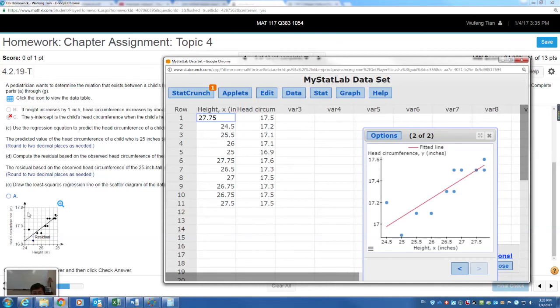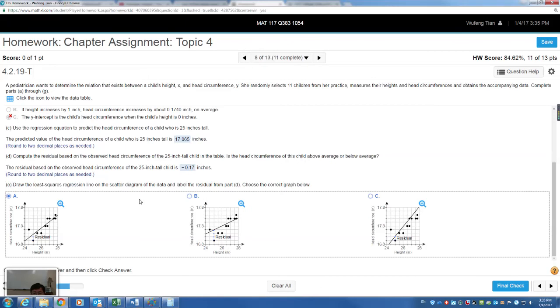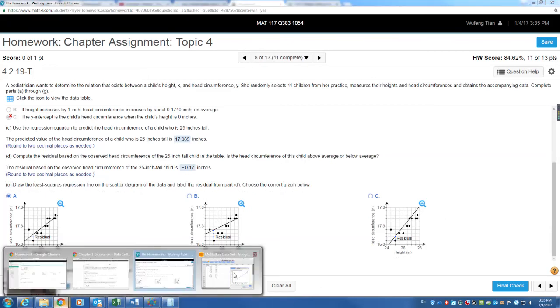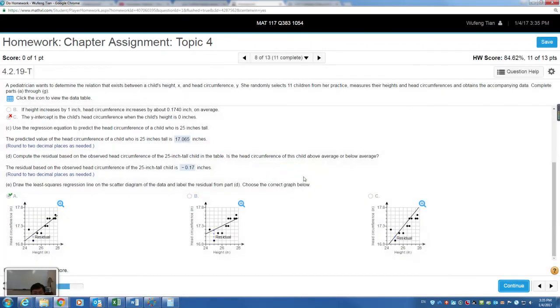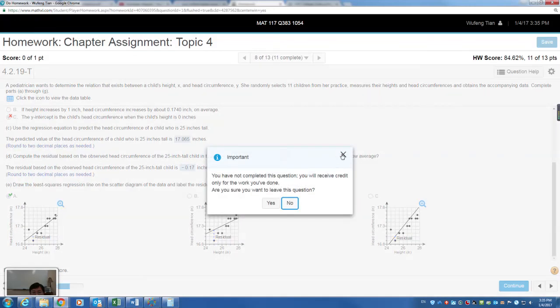I think this one looks pretty like this. So it's A. I think not this one, not this one. This one is very similar as our picture. Compare this picture with this picture. This is pretty much the same. Final check. Okay. So that's number 8. More.